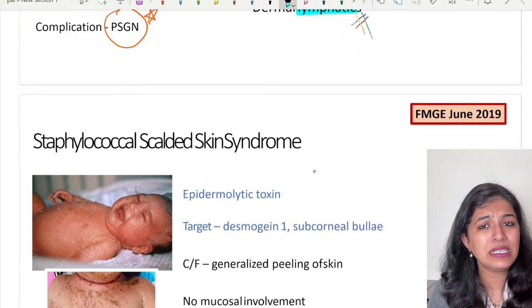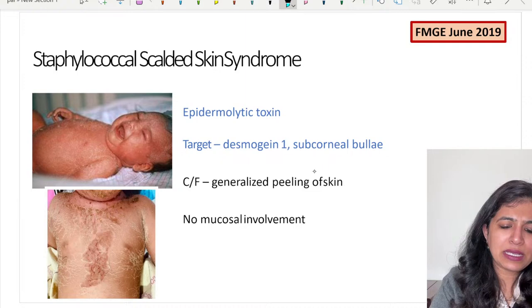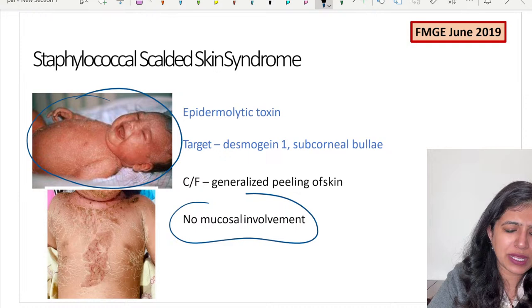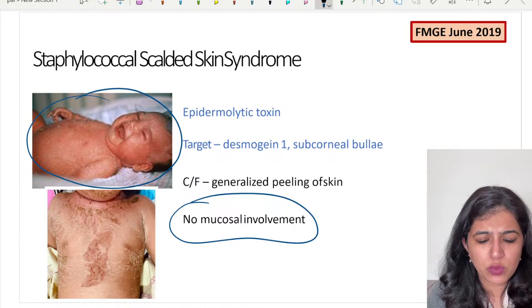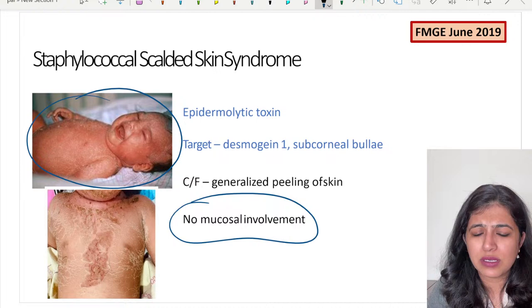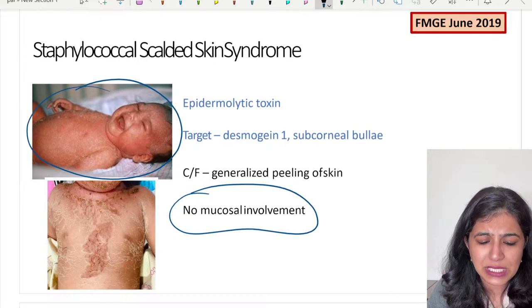Then we have staphylococcal scalded skin syndrome. The image was asked back in 2019. Here you see a baby who will have peeling of skin but without any mucosal involvement. So very, very important: a baby with peeling of skin without mucosal involvement is staphylococcal scalded skin syndrome. It happens due to a toxin produced by the bacteria, which is epidermolytic toxin.